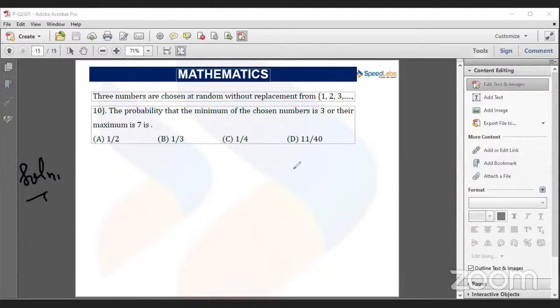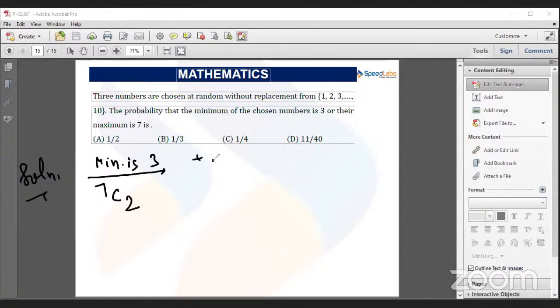So first we'll find the cases where minimum chosen is 3. Minimum is 3. So one of the three numbers chosen will be 3. Now the remaining two numbers, once minimum number is 3, can be anything from 4 to 10. The remaining two numbers can be chosen in 7C2 ways. One number has to be 3.